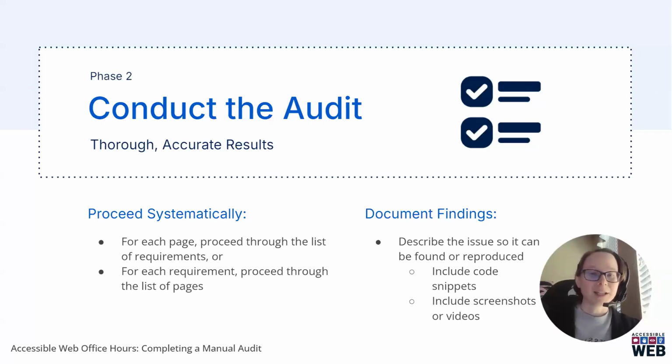As you're conducting the audit, it's important to document the findings and describe issues so they can be found or reproduced. This is especially important if you are not going to be the same person who will be completing the fixes. In addition to describing the issue in text, it can be really helpful to include things like code snippets, screenshots, or videos.